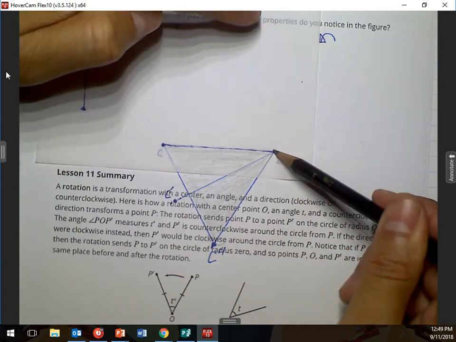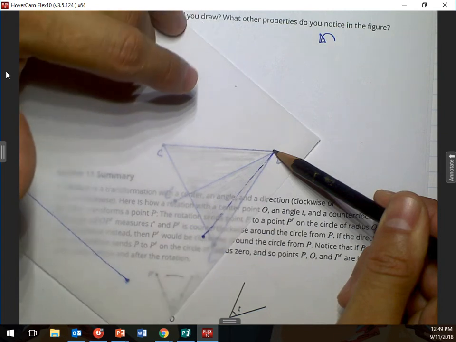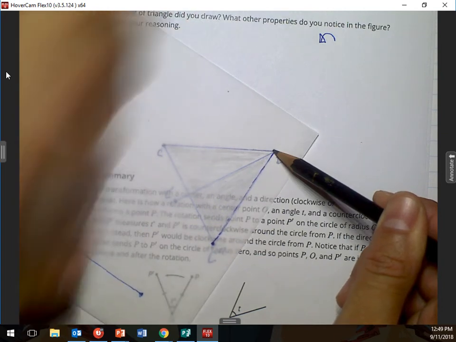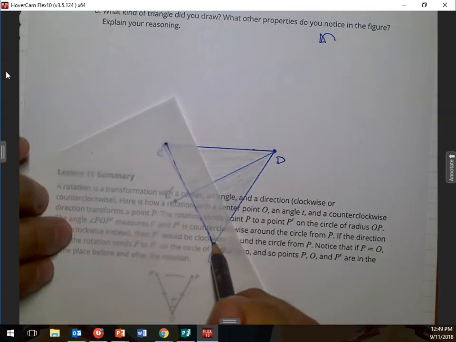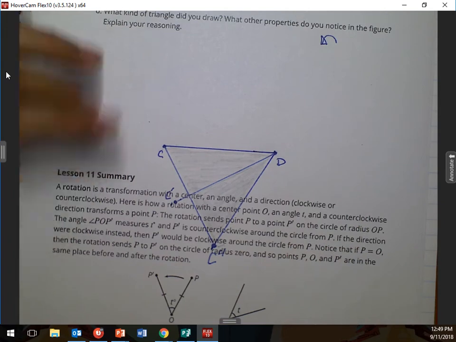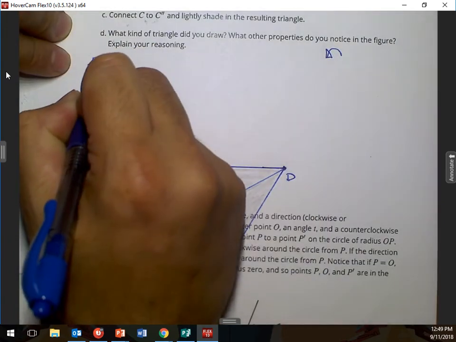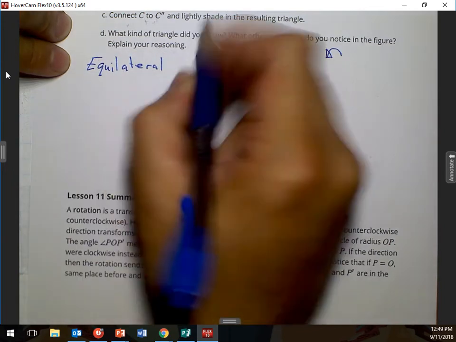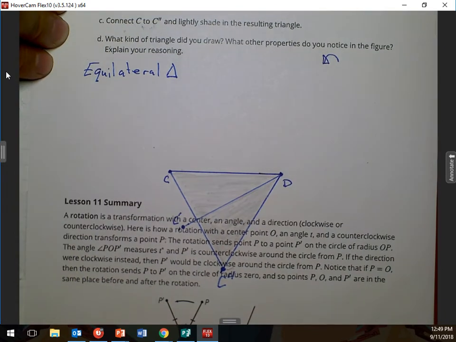Let's look. Okay, watch this. So I'm going from C to C double prime, and now C double prime could go all the way over to C, right? That means all sides are the same, aren't they? Yes. So all sides are the same. This is an equilateral triangle.